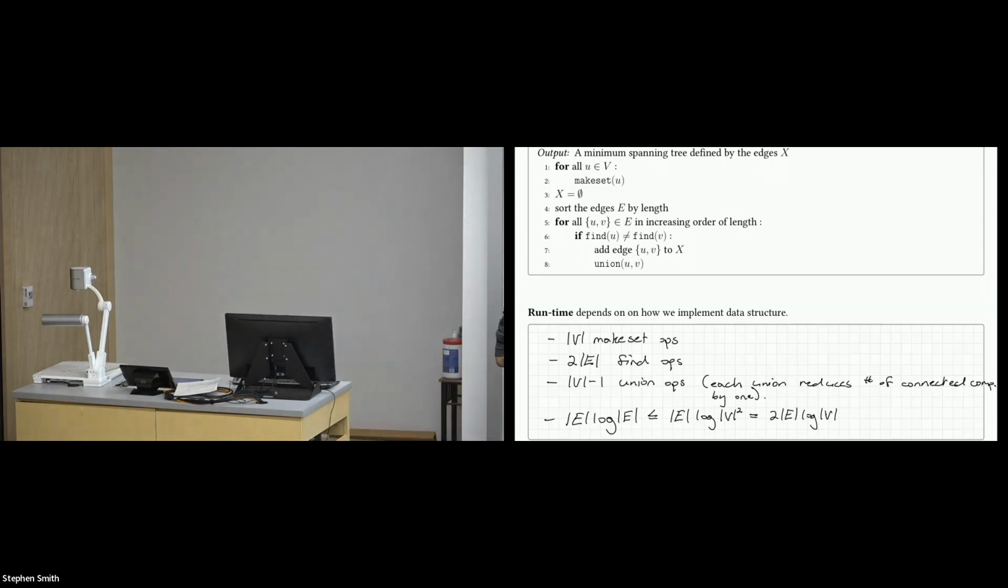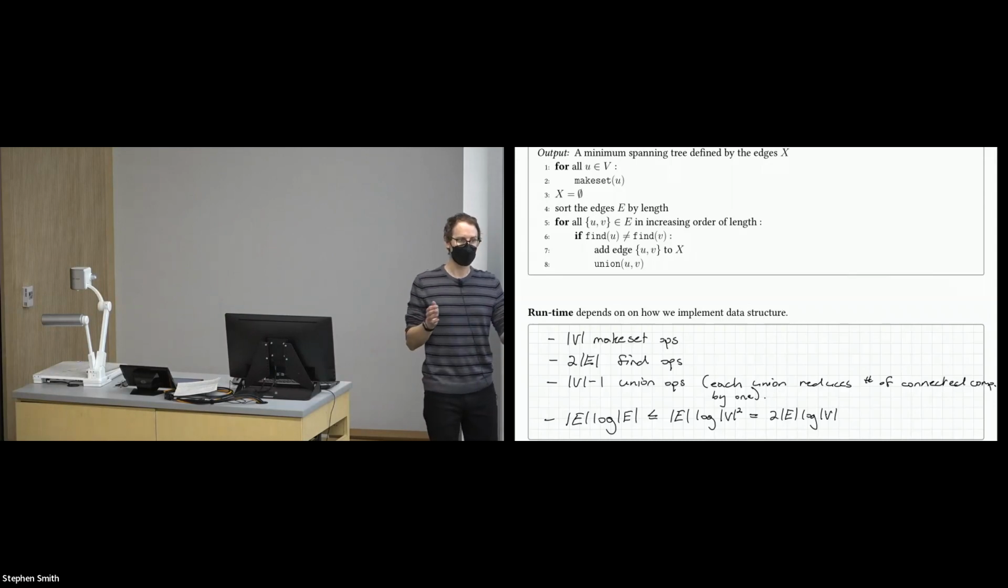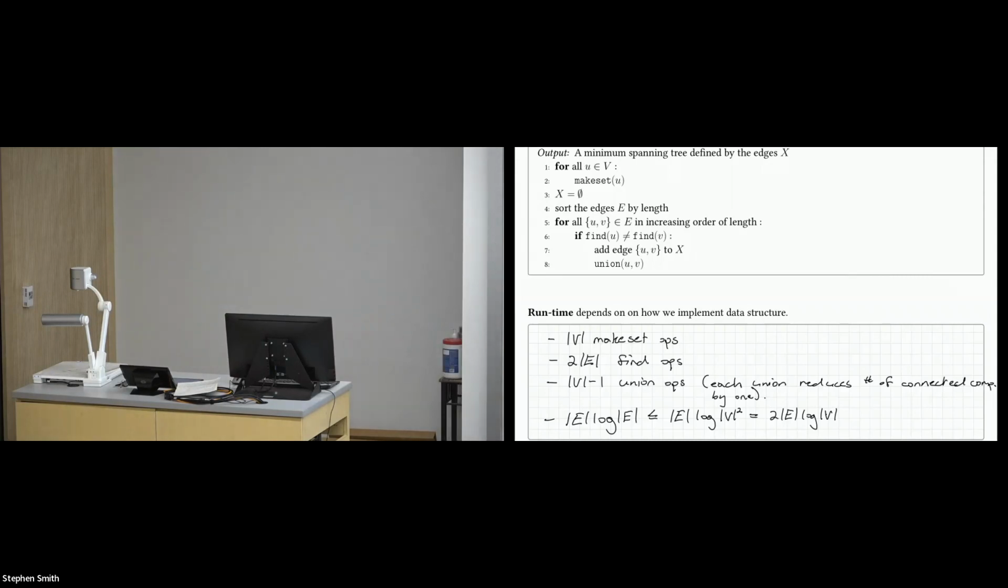Sorry, for the E log, why are we only subbing in for one? Well, because here it's capturing something different. We know that E is somewhere between V and V squared, but here it's actually telling us something. If there are only V edges, this would be a better runtime, to say it's 2V log V rather than 2V squared log V.